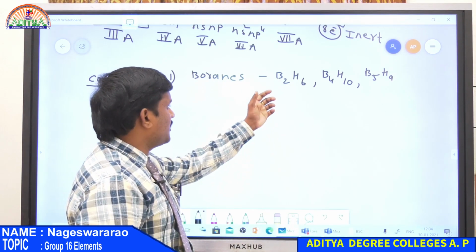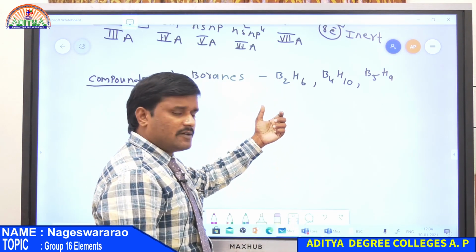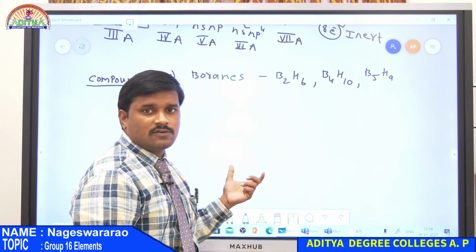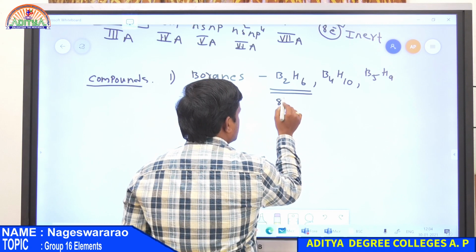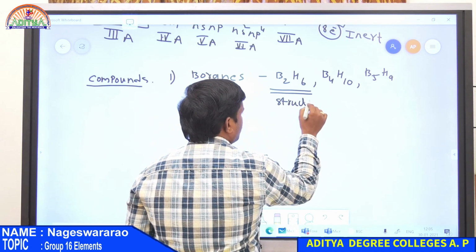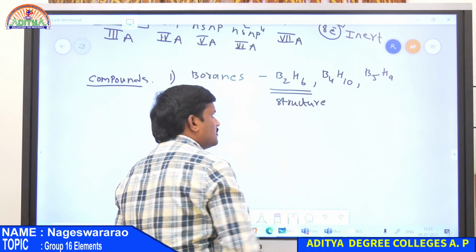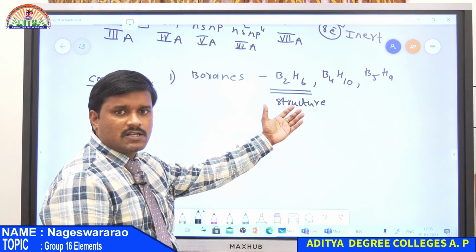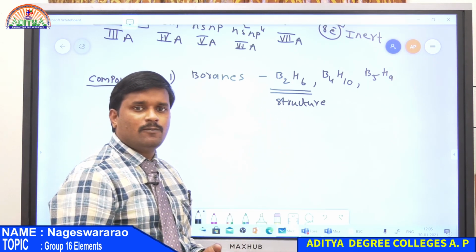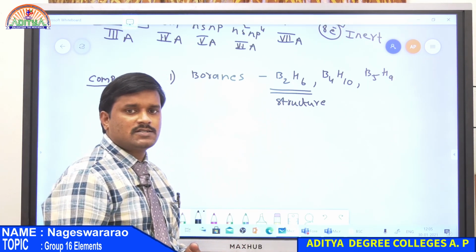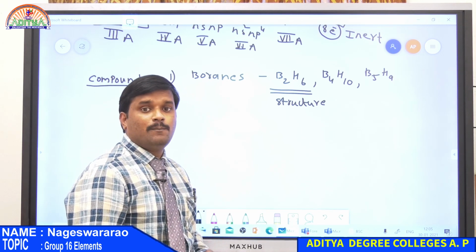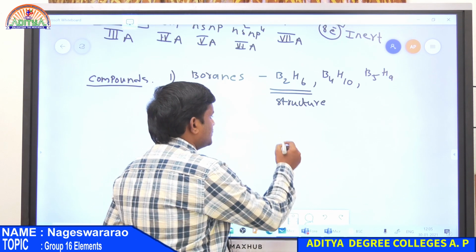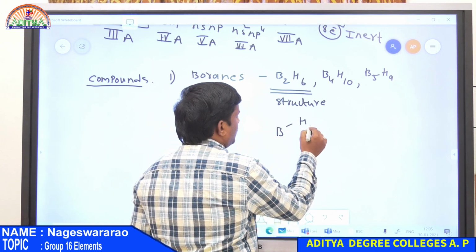So we discussed the preparation of diborane, properties of diborane and also structure of diborane. So that is very important essay question in this unit. Structure of diborane. In the case of structure of diborane there are 2 different bonds. One is BH bonds and the second one is BHB bond, that is nothing but banana bond. We already discussed BHB bond.